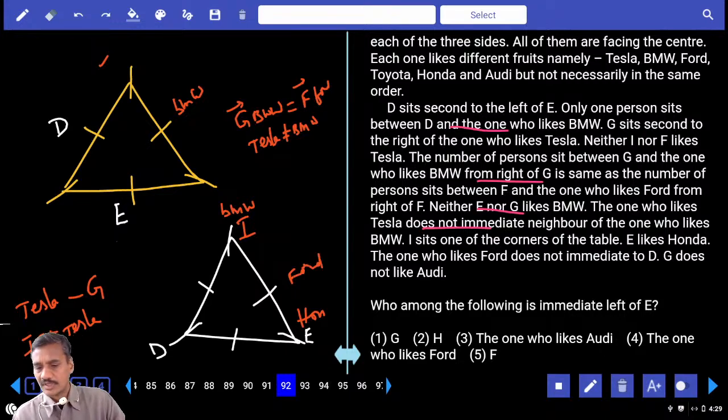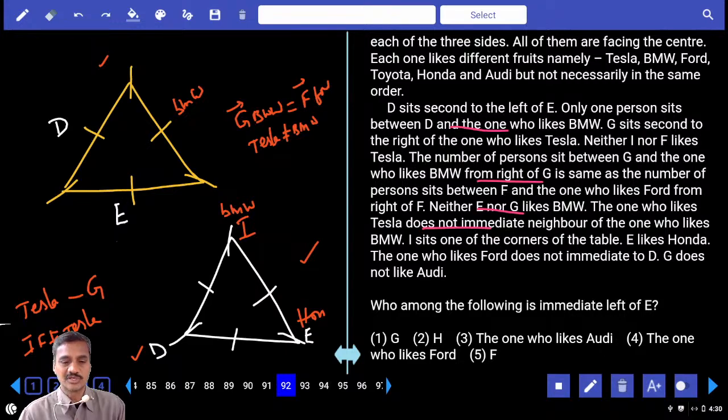The one who likes Ford is not immediate to D. Immediate to D means Ford can be here or here. It doesn't mean that D does not like Ford; immediate neighbors of D do not like Ford. And next one, G does not like Audi. Now G does not like Audi.